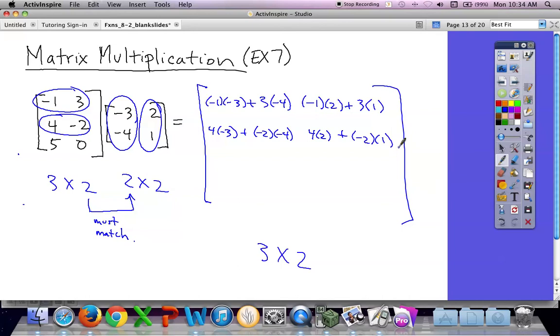And then the last we need to fill in now. It's a 3 by 2, so we've got one more row to go. Third row, first column. So we'll use the third row and the first column. 5 times -3 plus 0 times -4. Right? And for the next, we'll use third row, second column to fill in the third row, second column. 5 times 2 plus 0 times 1.